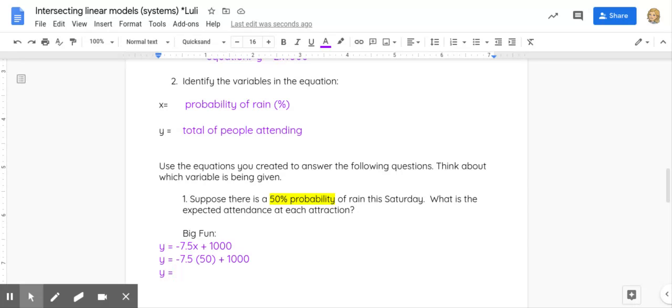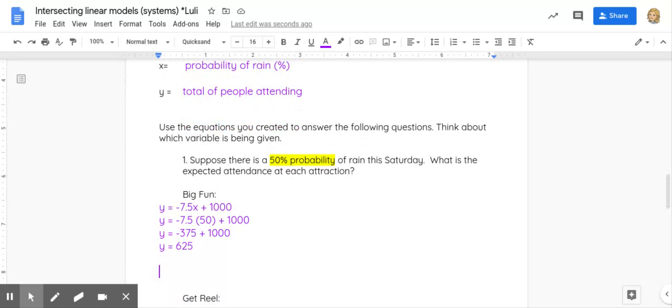Negative 7.5 times 50 is negative 375 plus 1,000. Type that on your calculator. You get y equals 625. Now, this one being a word problem, we shouldn't just end with y equals 625. We should explain what that means.